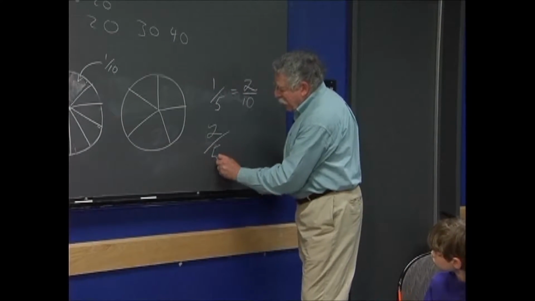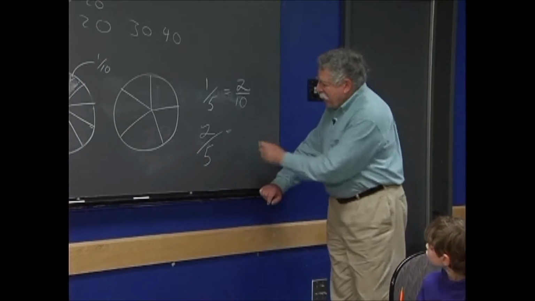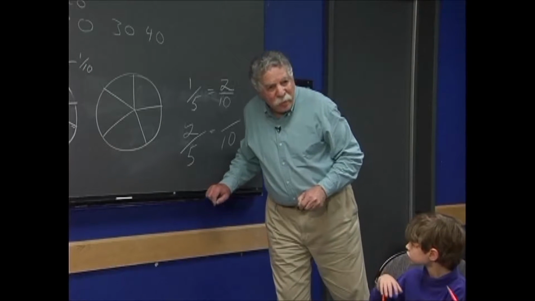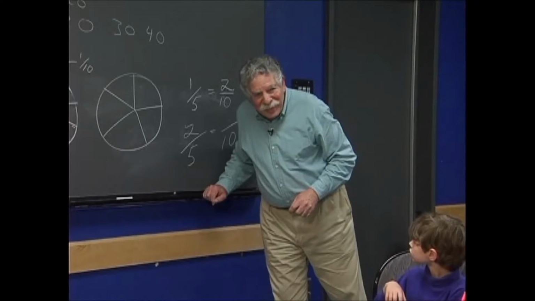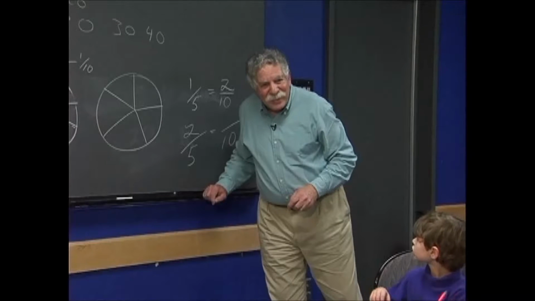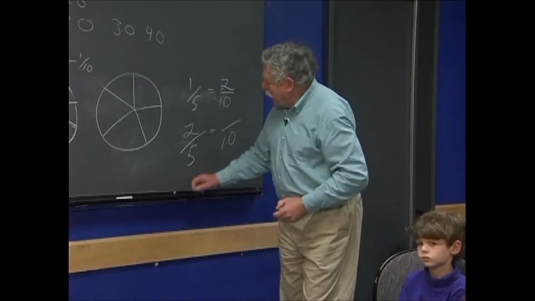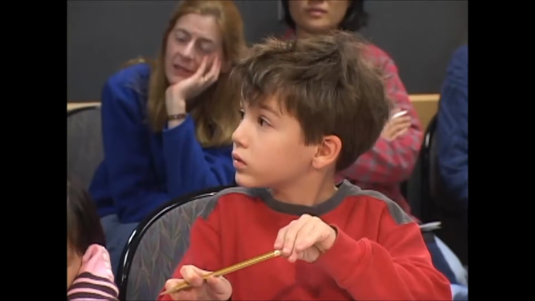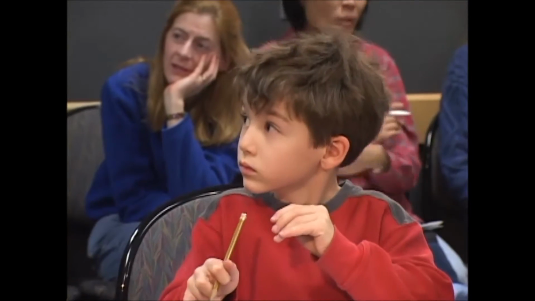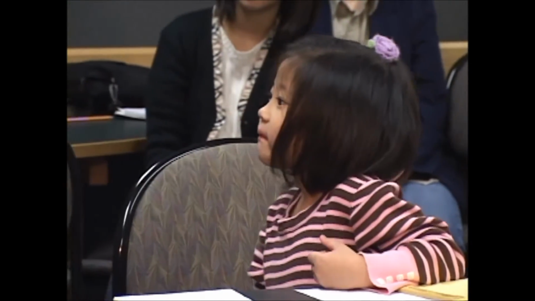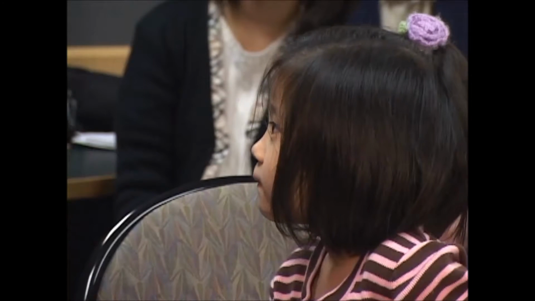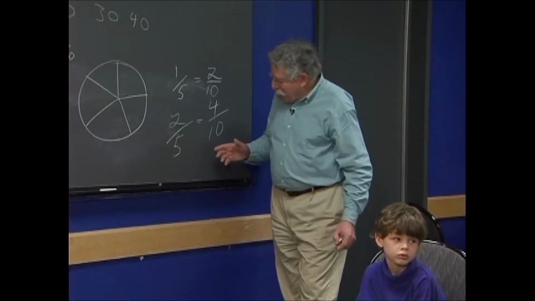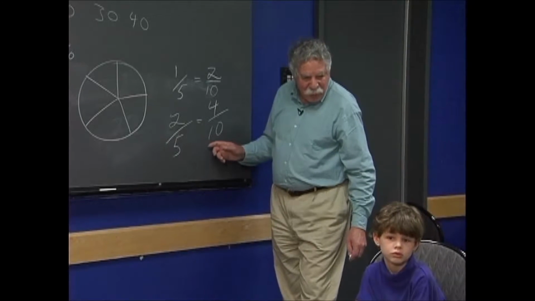2/5, be careful. It should be, I think, 4/10. Is that right? 2/5. What do you think, Sam? 2/5 is 4/10. Lachlan, what do you think? If 1/5 is 2/10, yeah, 2/5 is 4/10. Is that okay, Lachlan? Mizuki, what do you think? 2/5, 4/10? Yeah. Does that seem right? Sounds a lot right to me. Fifths are bigger than tenths.